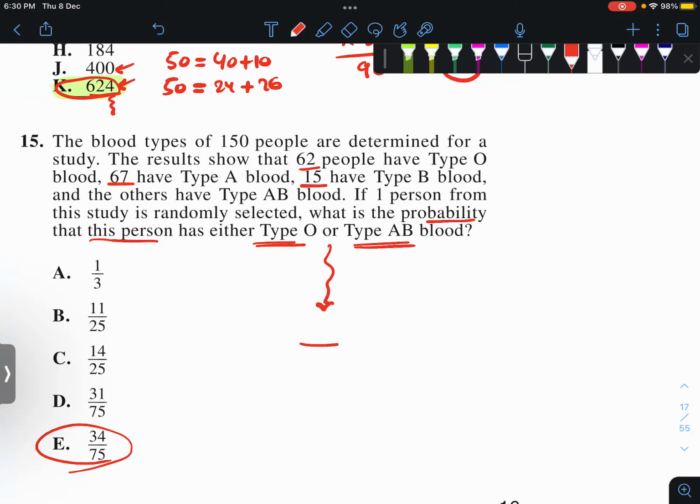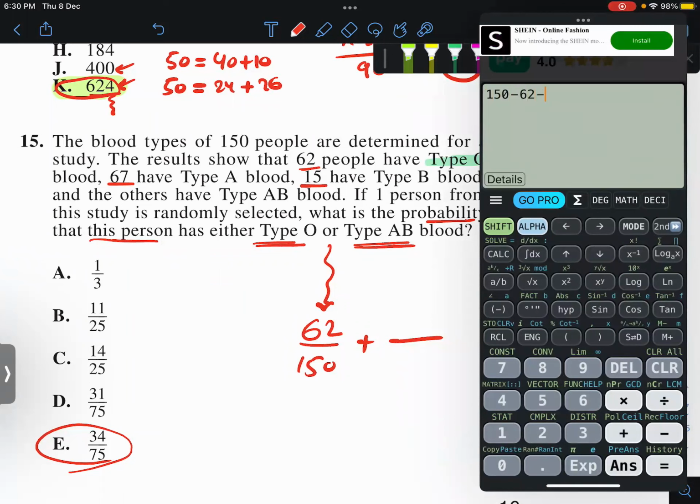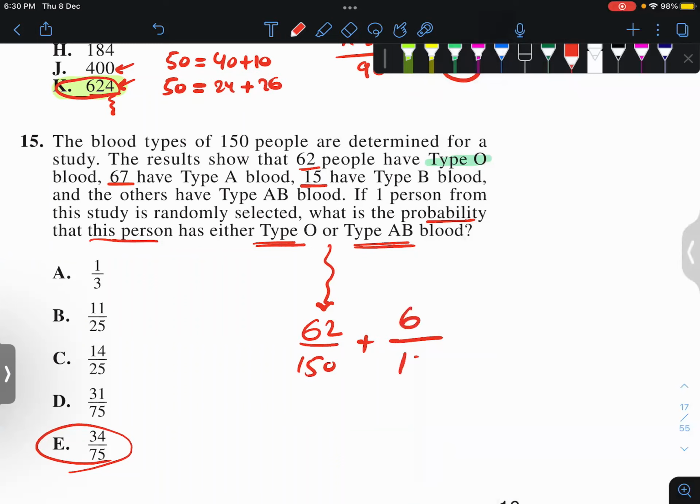I did type O, 68 over 150. 67, you mean, right? Type O is 62, right? Over 150 plus type AB. How many? The others are, yeah, in all 150. So we should do 150 minus 62 minus 67 minus 15. So there are 6 here over 150, right? Type AB.